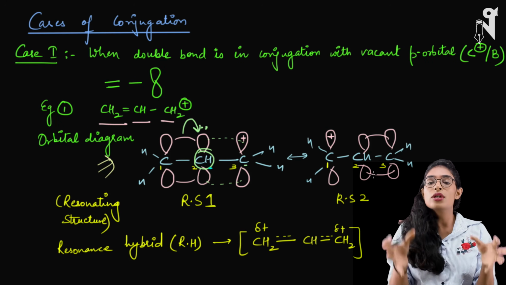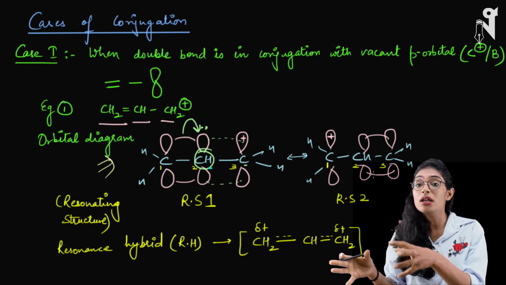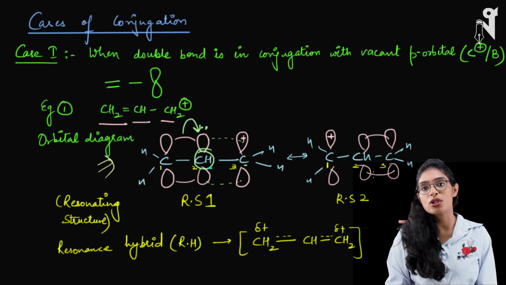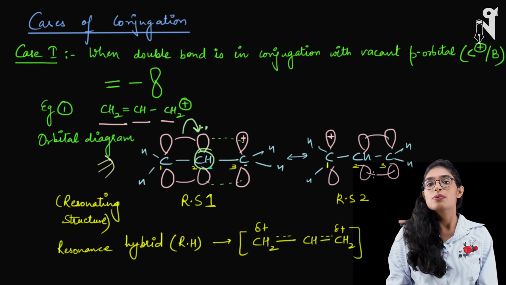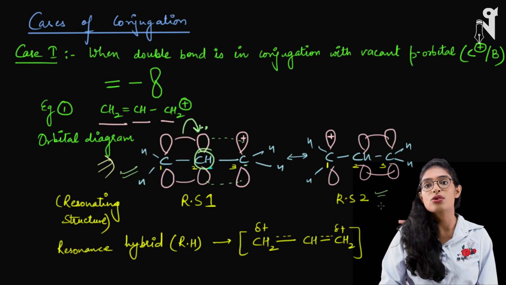Earlier, the electrons were shared between first and second. Now the pi electrons are being shared between second and third. So movement of pi electrons has happened. This exactly is the delocalization, and this is the resonance in this molecule. So the first structure is resonating structure 1 and the other structure is resonating structure 2.